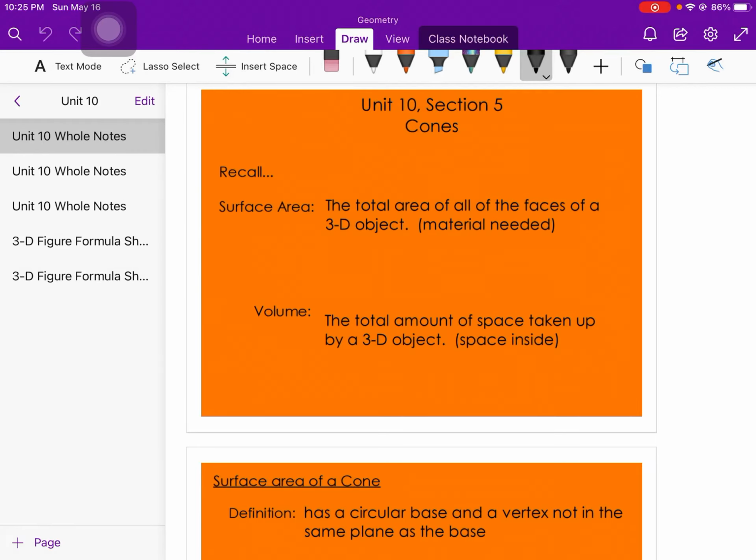Hey guys, welcome to Unit 10, Section 5. Today we are talking about cones. This is one of the last objects that we have to go through.